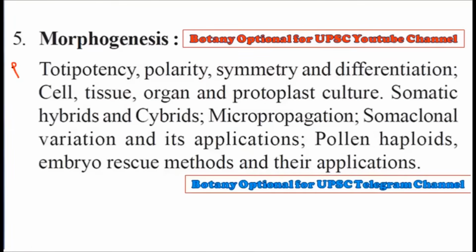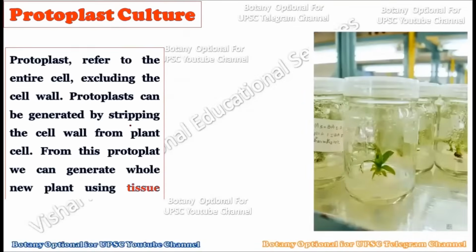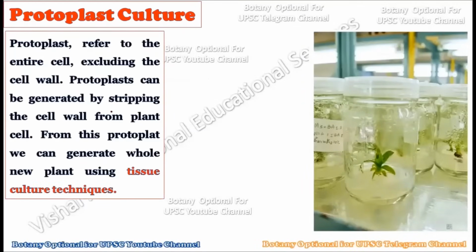Consider this is your syllabus. We are dealing with paper number 1 and chapter number 5, that is morphogenesis. Here you have to study the protoplast culture. Now consider the first slide. First of all, let us understand what we mean by the protoplast. The protoplast refers to the entire cell excluding the cell wall.